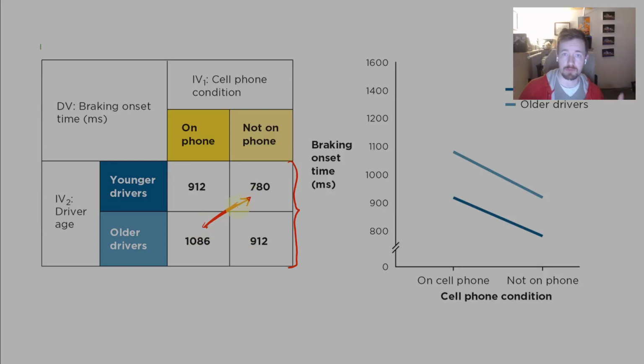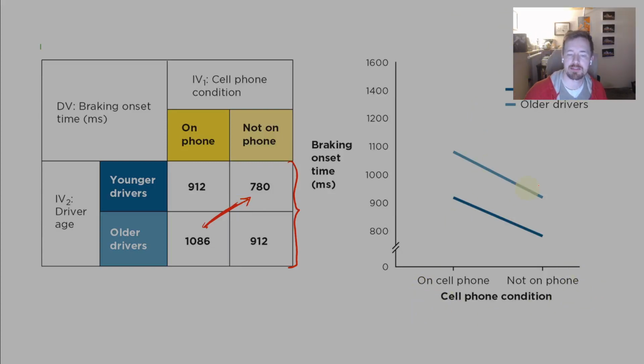Which is why it can be helpful to look at more than just one group and more than just two levels of an independent variable. By looking at these more complex factorial designs, it gives you a bigger picture, and we see this interesting interaction in the data. Does cell phone use matter? Sure, it does, but it really depends on what age the drivers are.